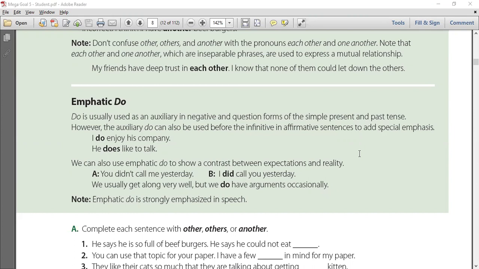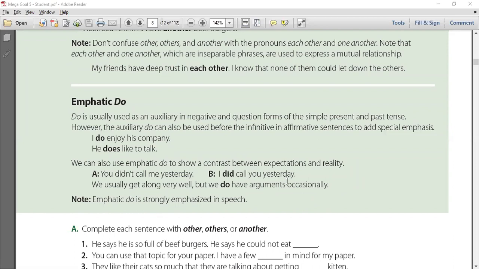Right. I think if you're familiar with movies, you understand the meaning of this. When someone says, do you enjoy her company or his company? And you're going to say, I do enjoy his company. So you're emphasizing something. He does like to talk. We can also use emphatic do to show a contrast between expectations and reality. So, for example, you didn't call me yesterday, and I want to say, no, I did call you. So I'm just going to say, I did call you yesterday.